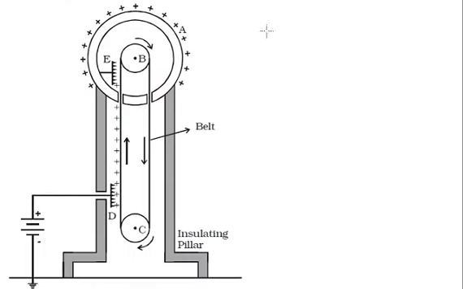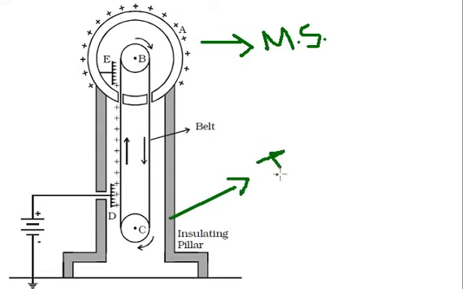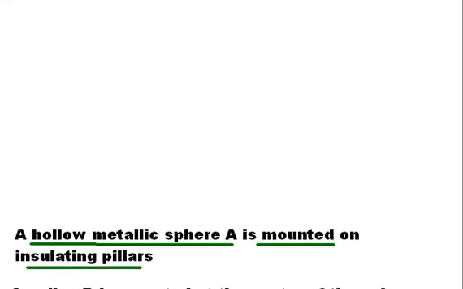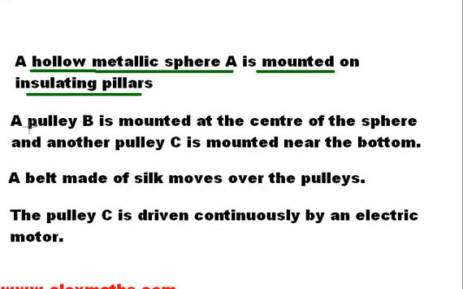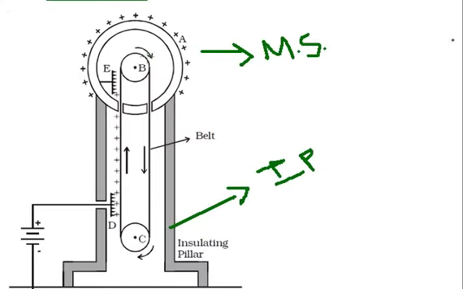Do you see that in the diagram? This is the hollow metallic sphere, mounted on the insulating pillar. Do you see the insulating pillar here? This is the insulating pillar. It's very easy to draw once you finish this particular concept. Then we have a pulley B, which is mounted at the center of the sphere, and another pulley C mounted near the bottom. So we have two pulleys. Do you see the two pulleys here? The pulley B here at the center, and there is another pulley C at the bottom.